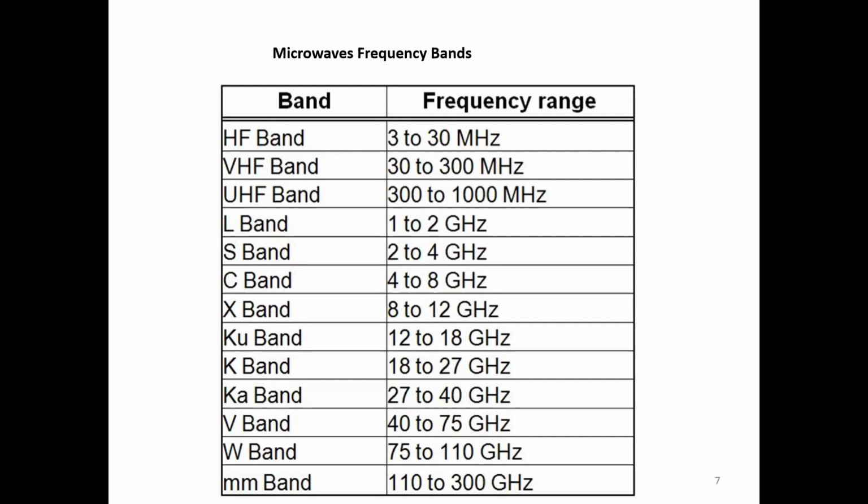So microwave starts from the ultra high frequency UHF band, which is 300 to 1000 megahertz. And the other bands: L band 1 to 2 gigahertz, S band 2 to 4 gigahertz, C band 4 to 8 gigahertz, X band 8 to 12, Q band 12 to 18. So these are the bands.